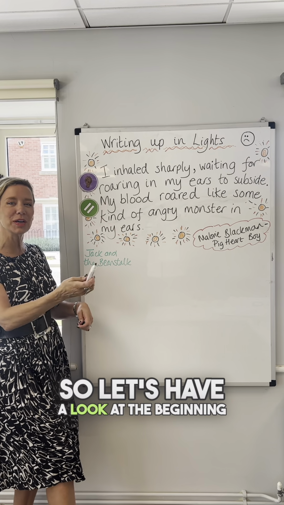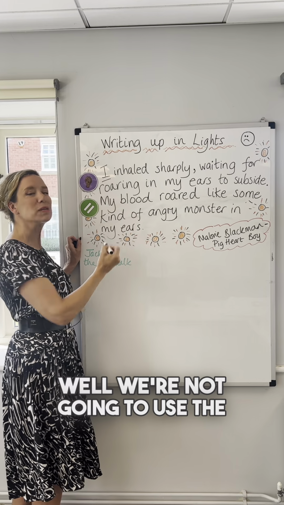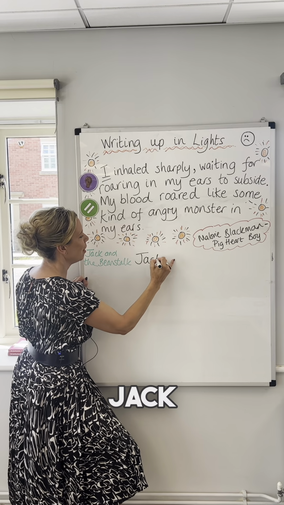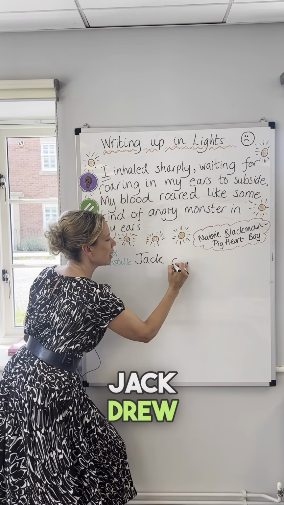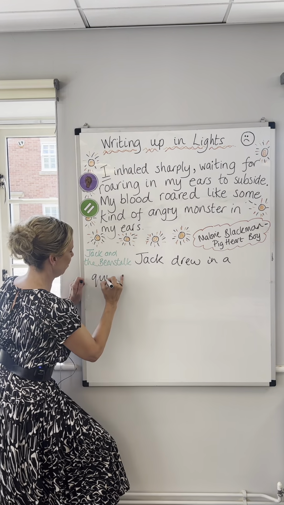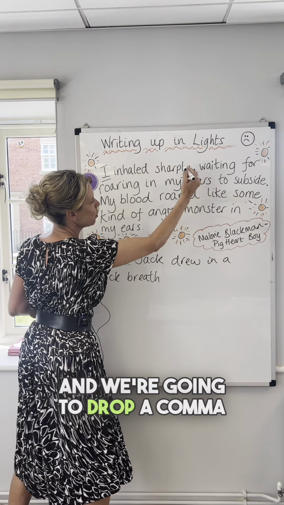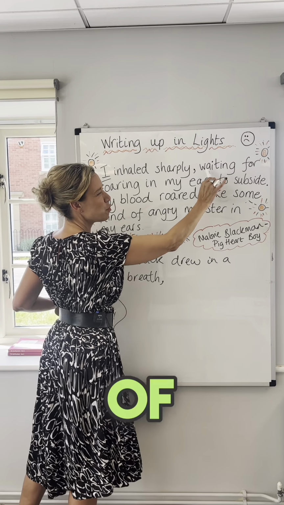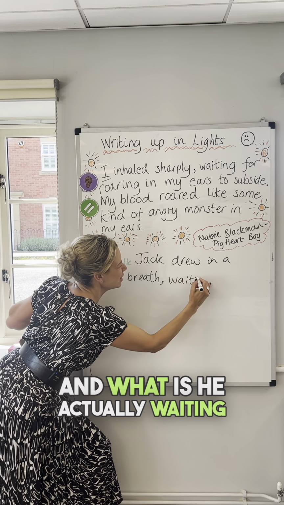So let's have a look at the beginning. I inhaled sharply. Well, we're not going to use the pronoun I, we're going to use the character name of Jack. We want this idea that he's panicking, and we're going to open with Jack drew in a quick breath. So we've echoed that beginning, and we're going to drop a comma here. I like this idea of waiting, so I'm going to lean on that. And what is he actually waiting for?